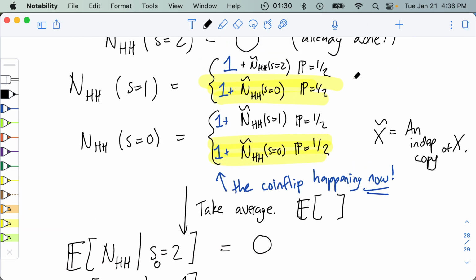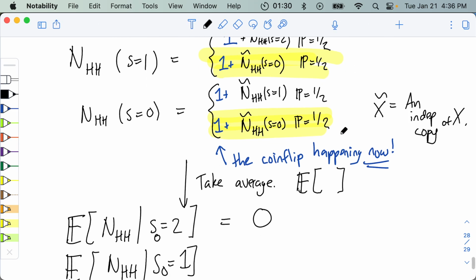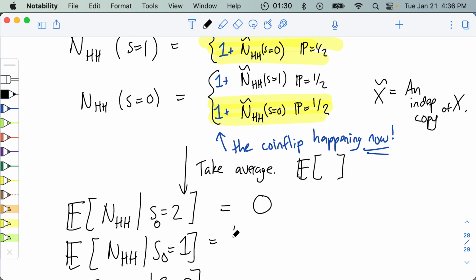If half the time you're something and half the time you're something else, then on average we get an equation which is a half times something plus a half times something else. And the something elses are 1 plus, and now it's the average value. The average, let me do this in a different color, to try to highlight what's going on here.